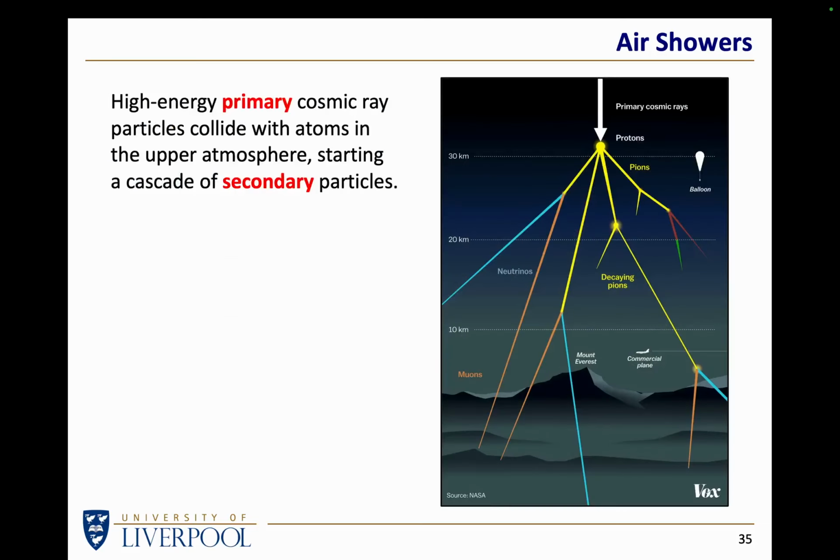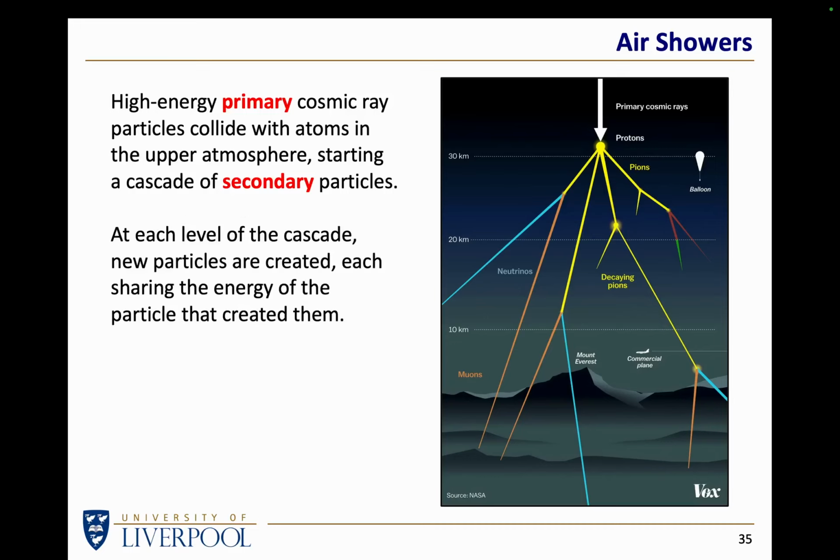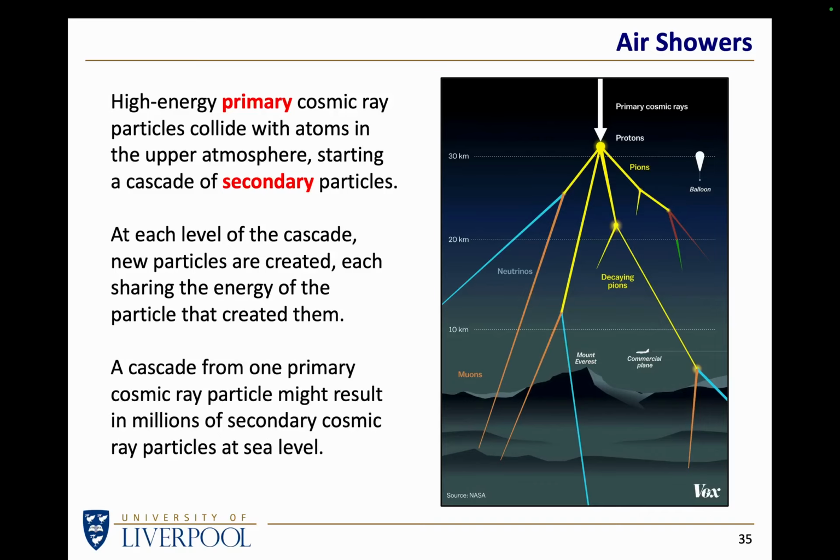So this diagram on the right-hand side is a little bit simplistic. There's far more going on than this diagram would indicate, but at least it shows that an incoming primary cosmic ray coming from somewhere in the universe is hitting the Earth's atmosphere, hitting a nitrogen atom or an oxygen atom, producing secondary particles which eventually make it to the ground level. At each level of this cascade, new particles are created and they share the energy of the particle that created them. So it might be that one comes in, it might be that hundreds, thousands, or even millions of particles end up at ground level, but they each share some of the energy of the incoming particle.